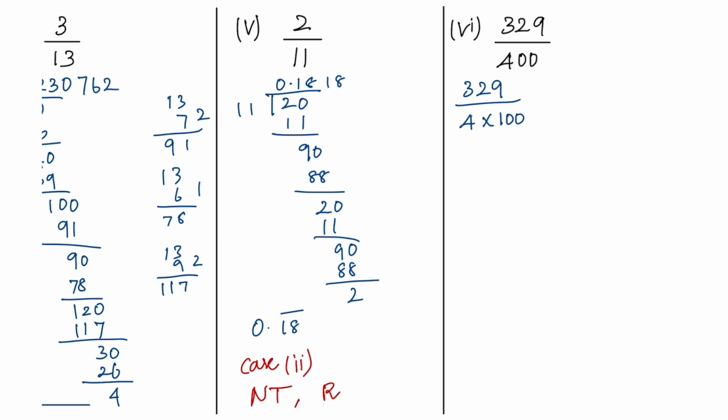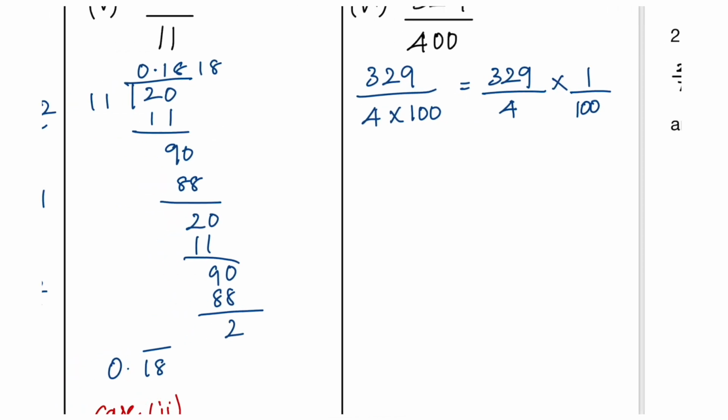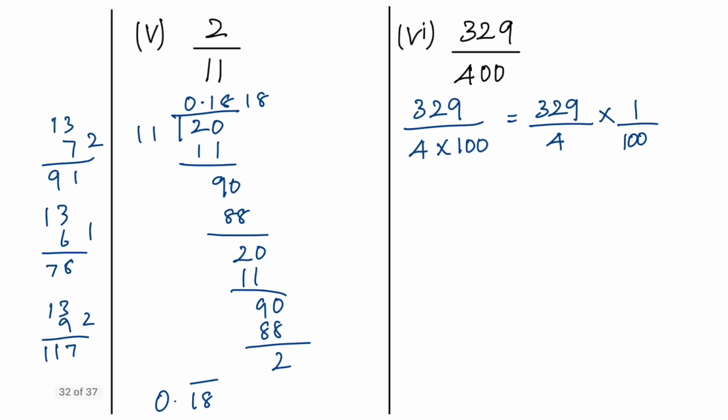Now what you can do is, you can express this as 329 divided by 4 into 1 by 100, right? I hope this is very simple and easily understandable. We are not doing something that is completely strange here. We have just split the denominator into 4 and 100 and we have separated it and written. Now what we can do is that we can find the value of 329 divided by 4 first. Okay, we can do that first and we can divide that with 100 again.